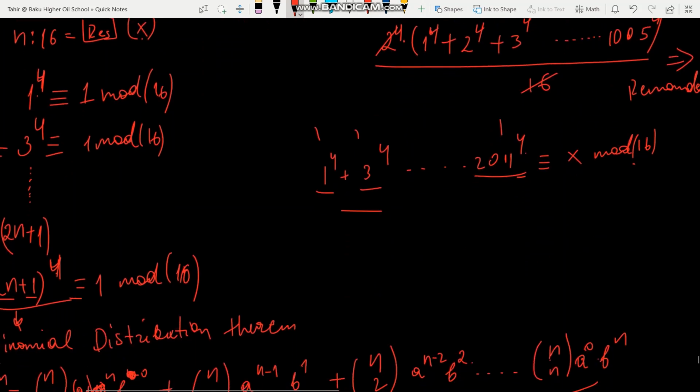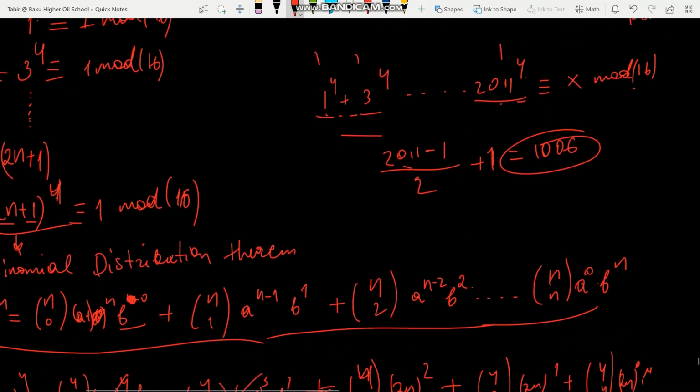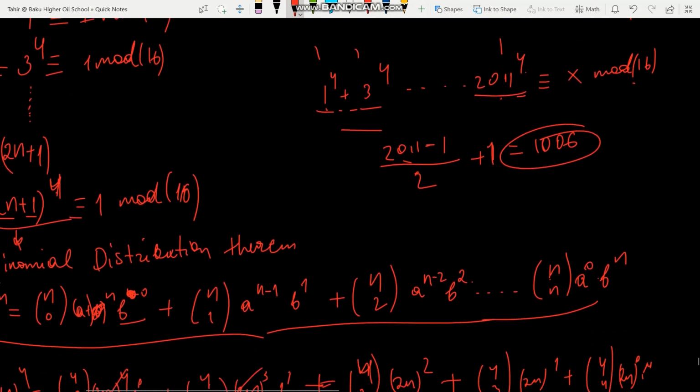How do we find the number of terms? We should just subtract the first term from the last term, and divide this by the difference between terms. For example, 3 minus 1, 2. And at the end we should add 1, which will give us 1006. And so our problem was simplified to 1006 in mod 16.